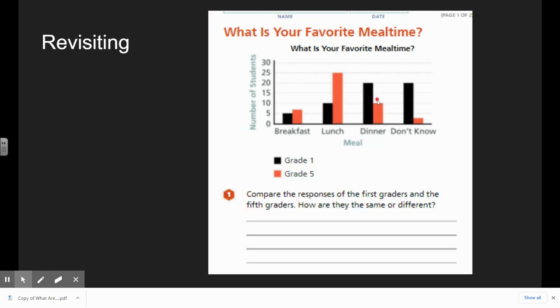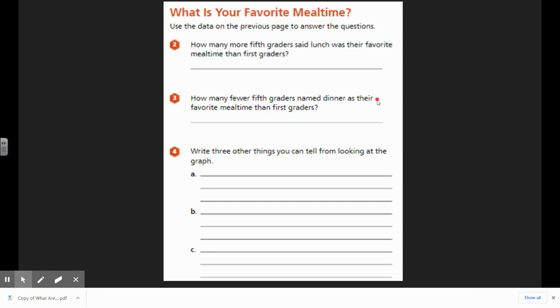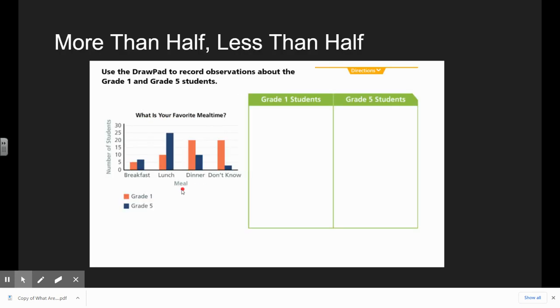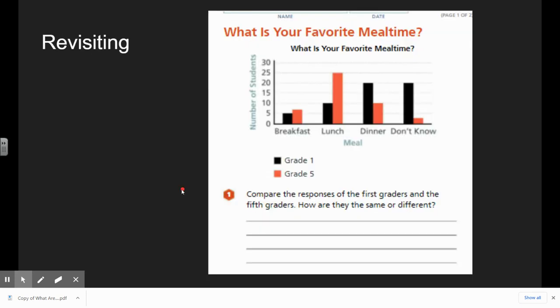10 fewer. That's right. Good job. And then write 3 other things you can tell from looking at the graph. So there's many things you can tell. So I'll let you go ahead and look at the graph and decide for yourself what 3 things you could say about it.